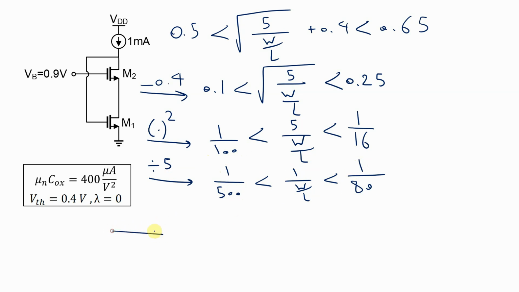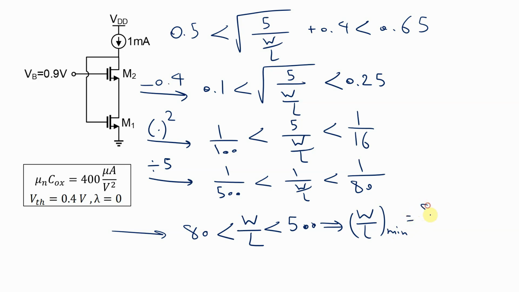And in order to simplify this, you have to reverse it, but at the same time you have to change the sign of this inequality. So W over L has to be greater than 80 and less than 500. And as a result, W over L minimum, which is the response that we're looking for, equals 80. And with this W over L, we can guarantee that both of these transistors in this circuit work in the saturation region. This is a kind of design problem that we processed to get the result.